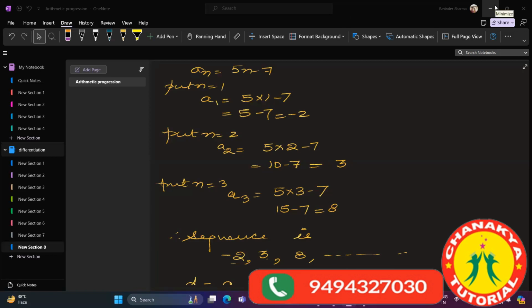So in today's class, we have learned how to verify whether the given sequence is an AP or not, and how to find the common difference.